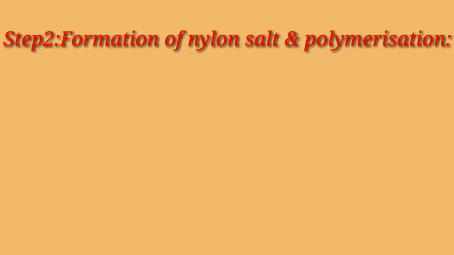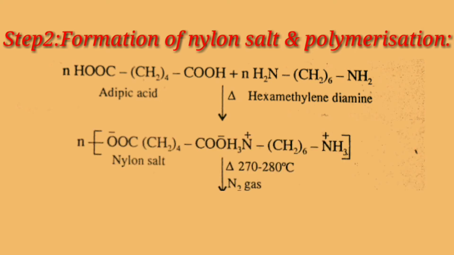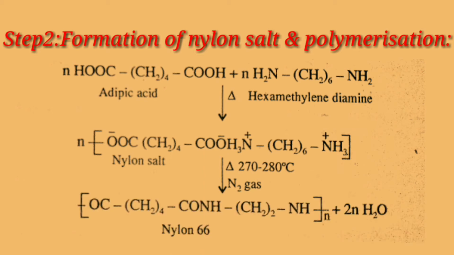Second step is formation of nylon salt and polymerization. When an aqueous solution of adipic acid and hexamethylenediamine are mixed, hexamethylenediammonium adipate is obtained, which is known as nylon salt. When nylon salt is heated to 280 degrees centigrade in an inert atmosphere of nitrogen, it is polymerized to give nylon 6,6.